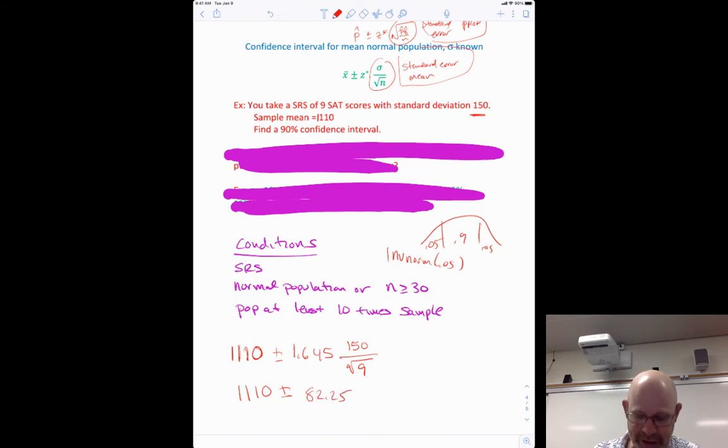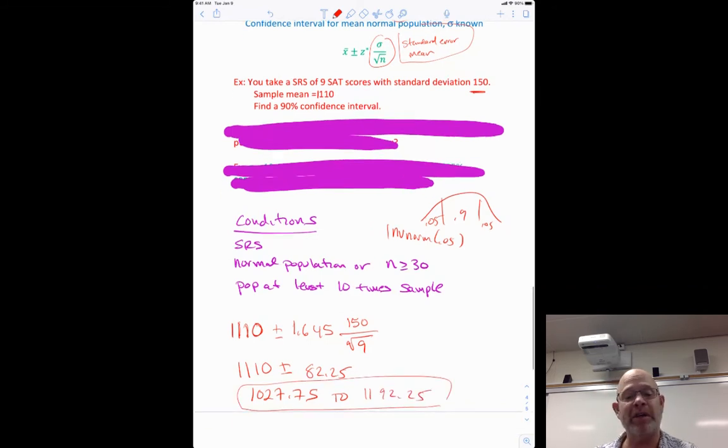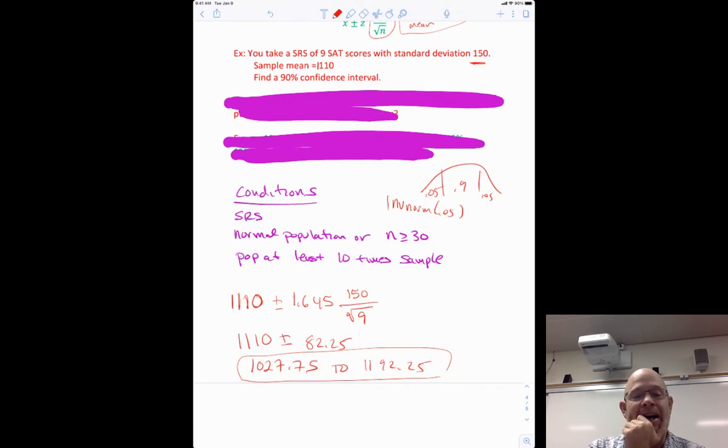82.25. So then if I write this up as an interval, which is probably the best way, 1110 minus 82.25 is 1027.75 to 1110 plus 82.25, 1192.25. And then remember the interpretation of the confidence interval: I am 95% sure that the actual average SAT score is somewhere between 1027.75 and 1192.25.